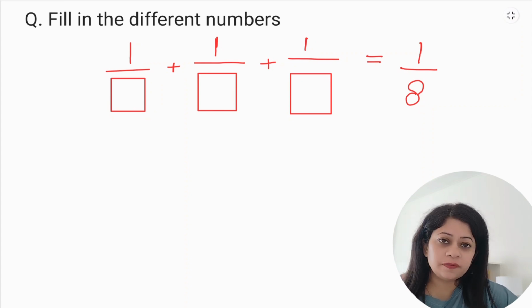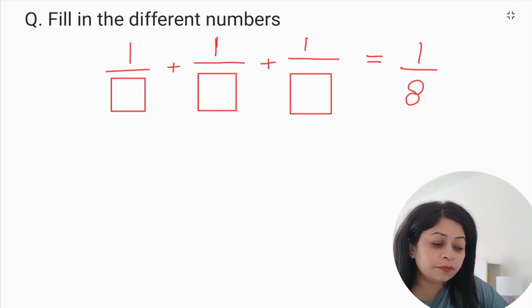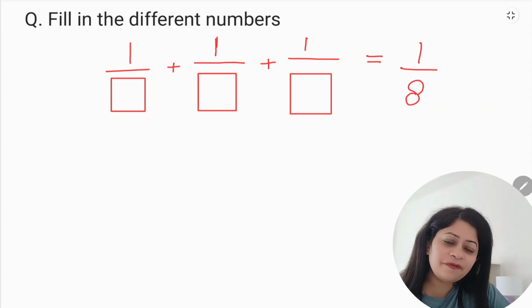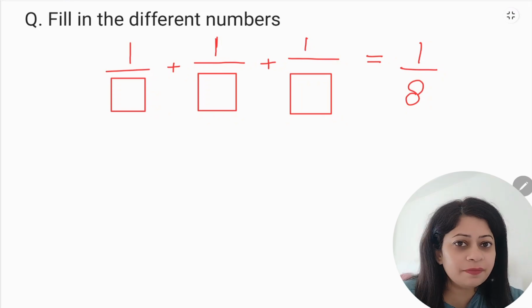So today we have another question that says we need to fill different numbers in these boxes. If you see these boxes here, what do we have? It's 1 upon something plus 1 upon something plus 1 upon something. That is, these are fractions with numerator 1, right? And then it says that on the right hand side we have 1 by 8.